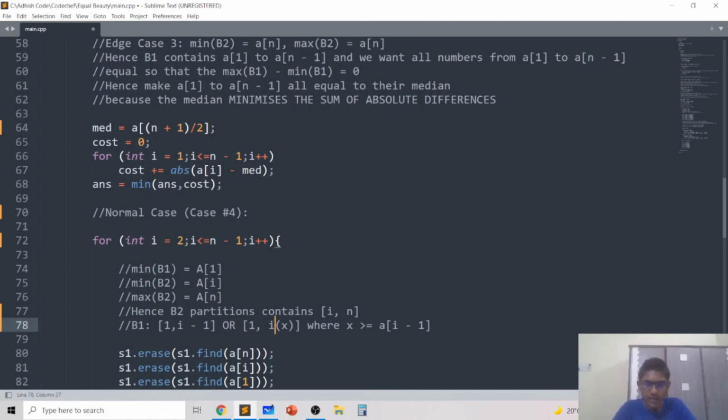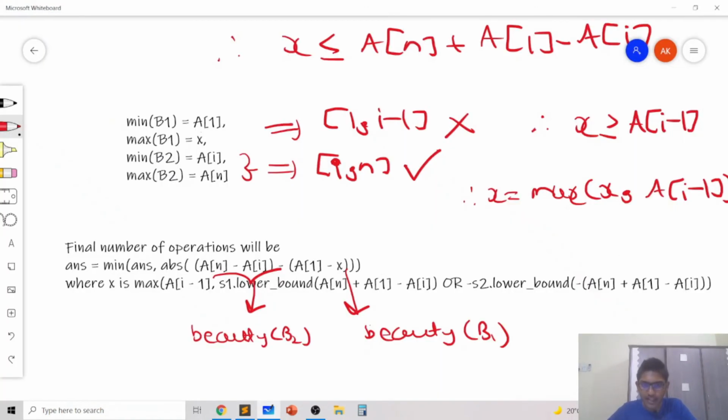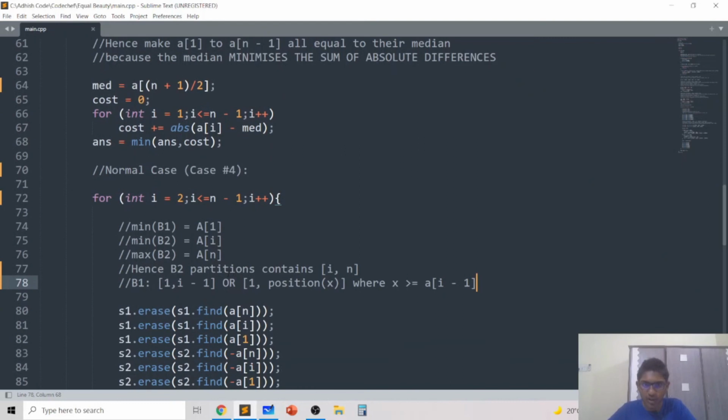to position x, where x is greater than or equal to a of i minus 1. So we can find x using these two cases, which I'll be showing in the code now.